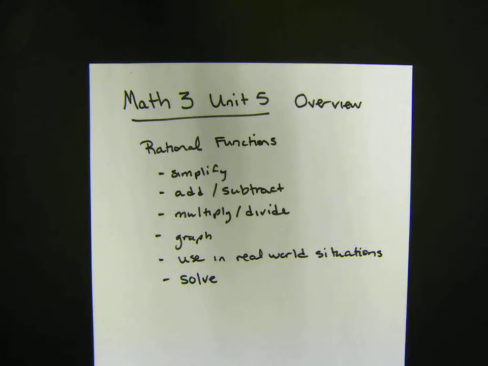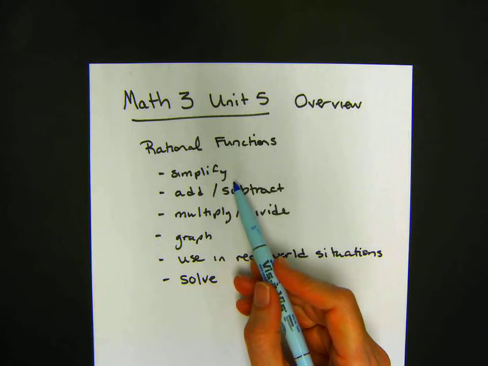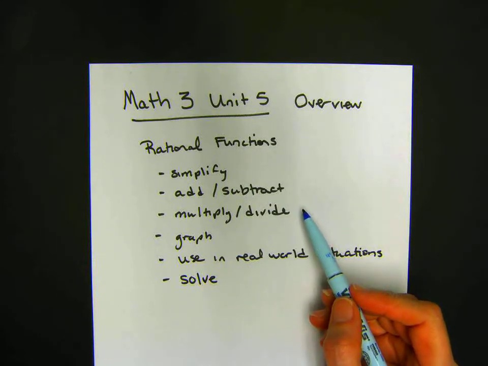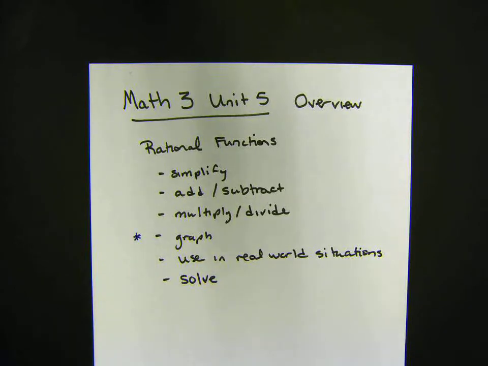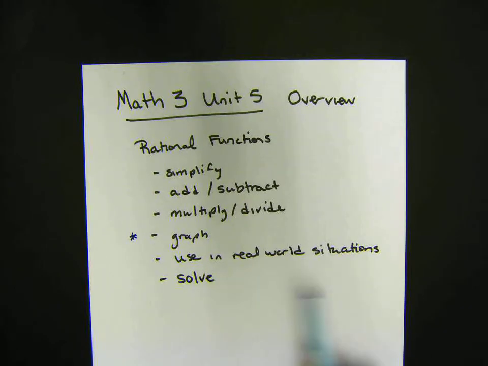This unit is about rational functions, and many of the things that are covered in this unit are topics that are traditionally covered in the Algebra 2 course. Students will be simplifying rational functions, adding and subtracting, multiplying and dividing. Graphing, that is something that we didn't do very often in a regular Algebra 2 course, using in real world situations. So there are several different word problem applications, and then solving rational equations. And so all of these things, with the exception of graphing, occur in a normal Algebra 2 unit.